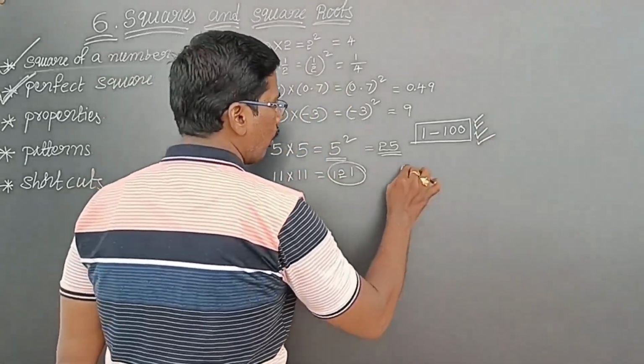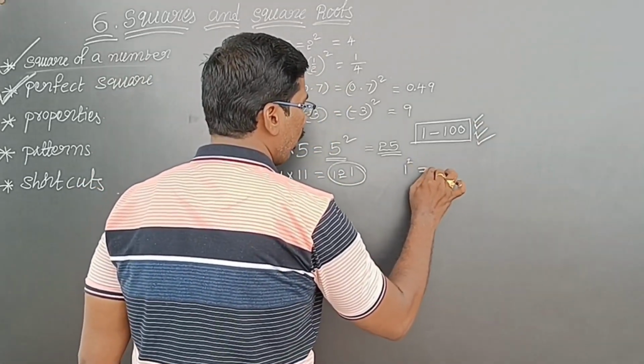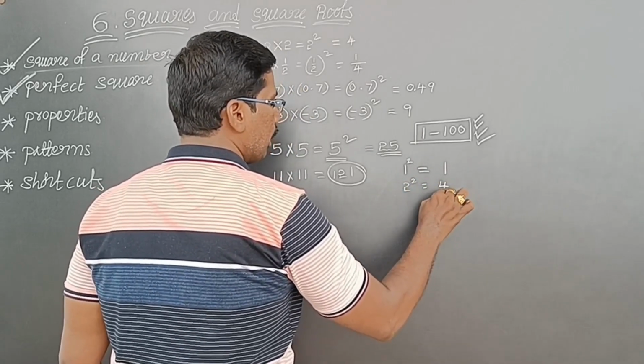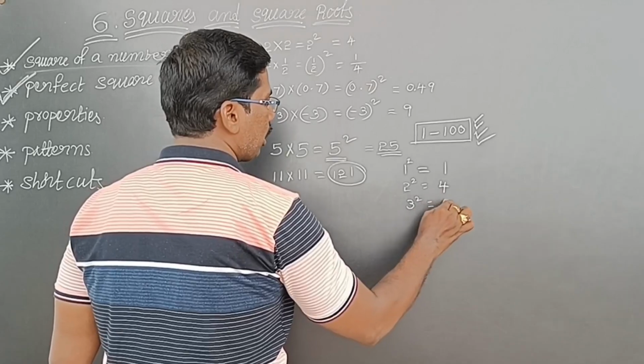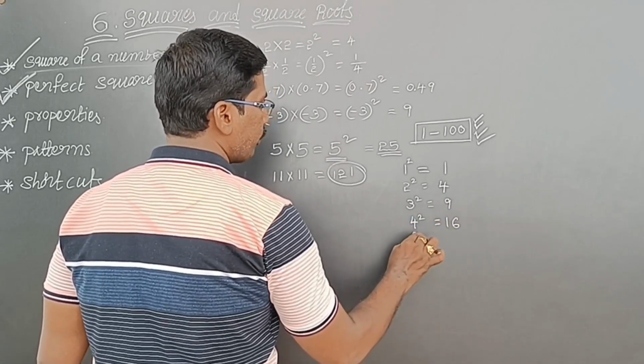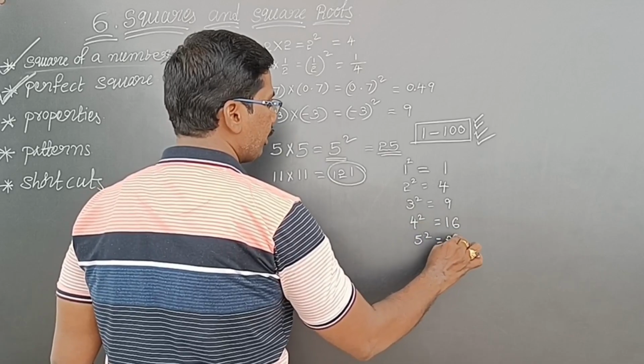Now let us see 1 square if I do, what I'll get? Answer 1. 2 square if I do, what will I get? Answer 4. 3 square, answer 9. 4 square, answer 16. 5 square, answer 25.